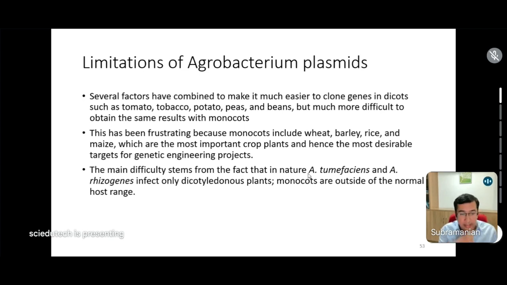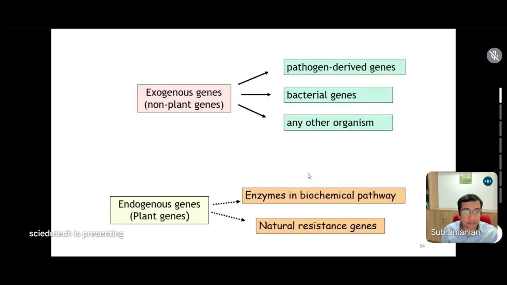And it's been frustrating because most monocots include wheat, barley, rice, maize. They are important crop plants and hence most desirable targets for any genetic engineering project. The main difficulty stems from the fact that in nature, Agrobacterium tumefaciens and rhizogenes infect only dicotyledonous plants, and monocots are outside the normal host range. Next slide, please.